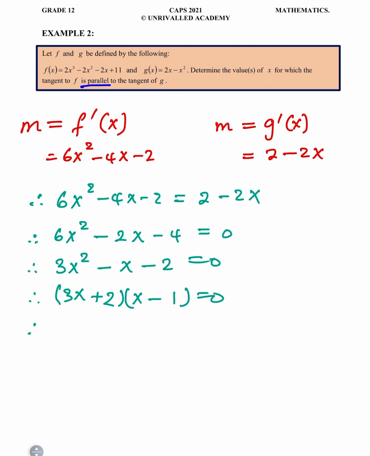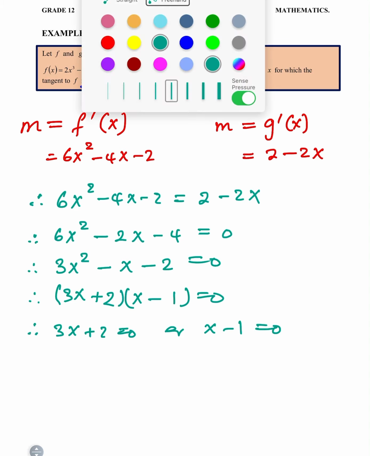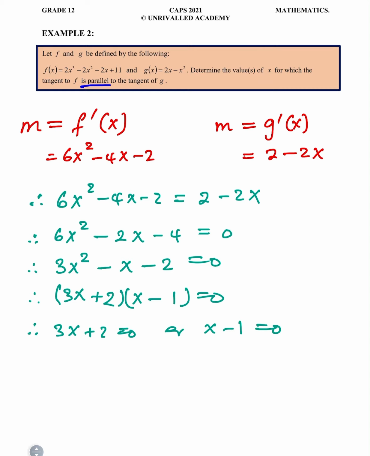So we know that in this algebra, each factor must be equal to 0. So 3x plus 2 must equal 0, or x minus 1 must also equal 0. We now want to solve for the values of x, which we were asked to determine. There are two. In this case, we have x equals minus 2/3, or x equals positive 1.